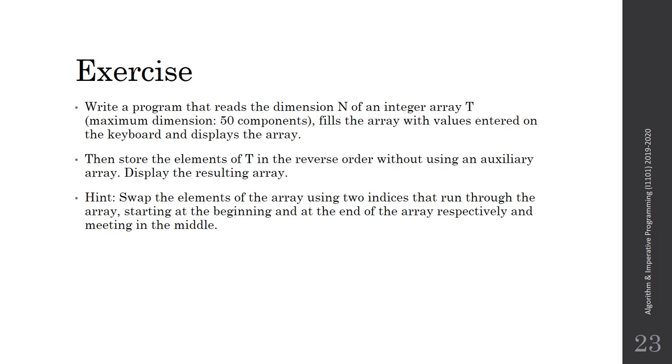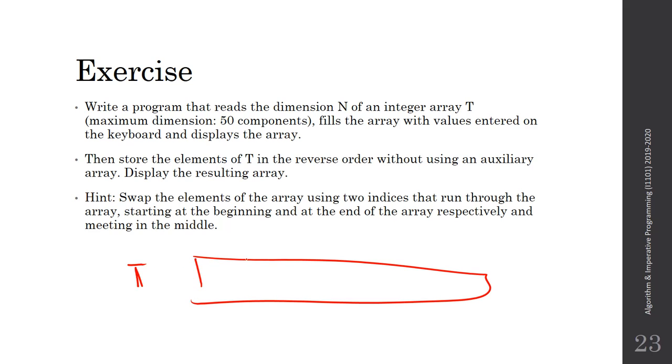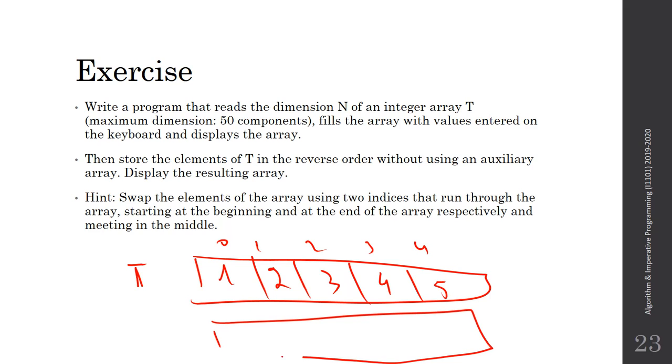So let's take an example. We have an array t. Suppose it contains 1, 2, 3, 4, 5, with indexes 0, 1, 2, 3, 4. And then the same t would be like this: 5, 4, 3, 2, 1. So the one which is here is now here.